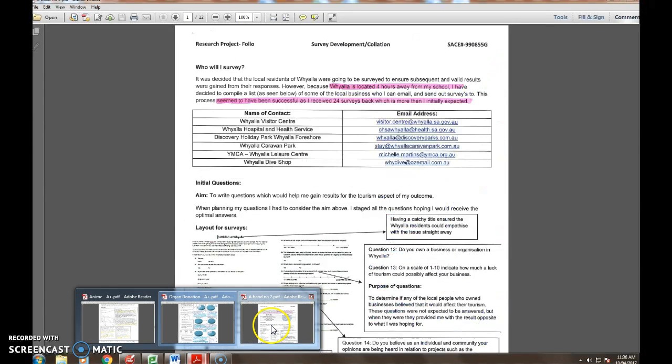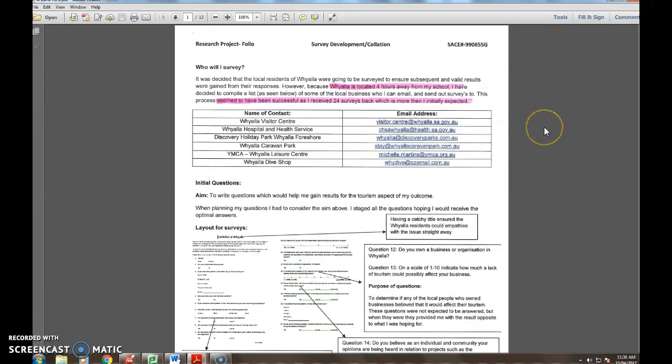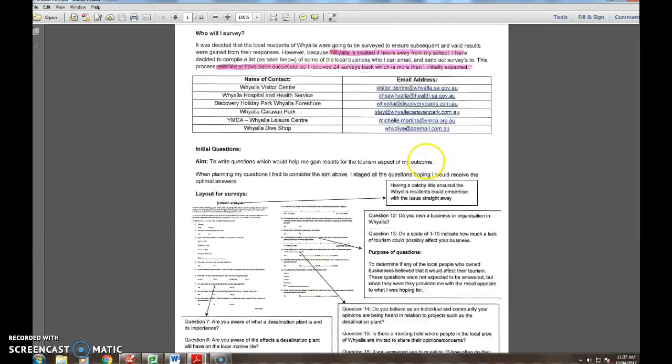The last one I'm going to show you here is a 2-page one, and this is probably one of the best ones I think that I've come across from research. The student has started off with looking at their survey, who they're going to survey and why, talking about some of the difficulties with the fact that they wanted to survey people in Whyalla, and obviously they don't live in Whyalla, so different people that they could contact and how they went about it.